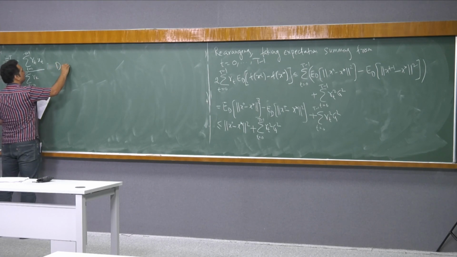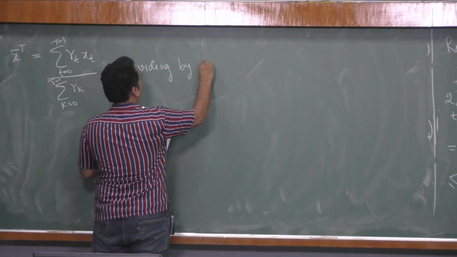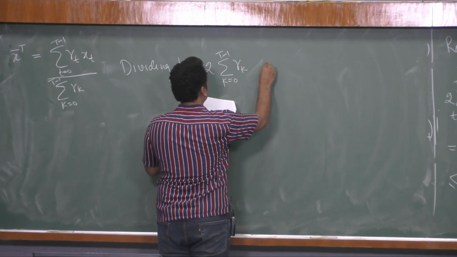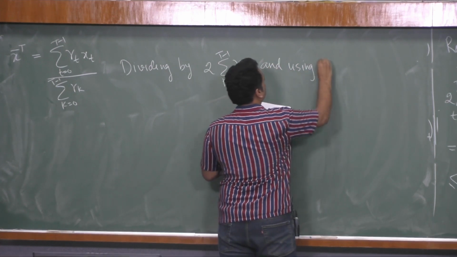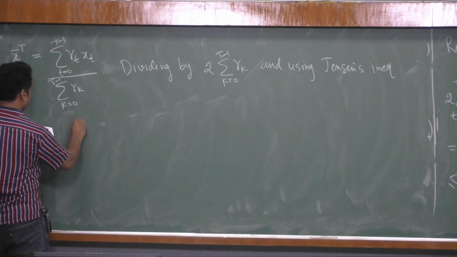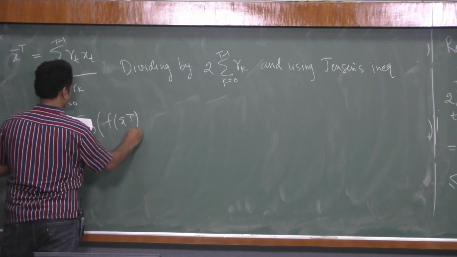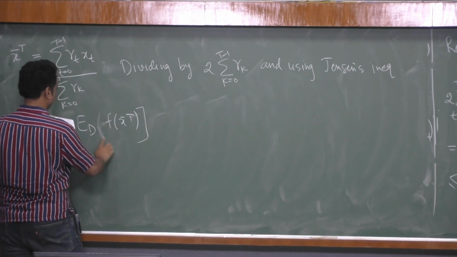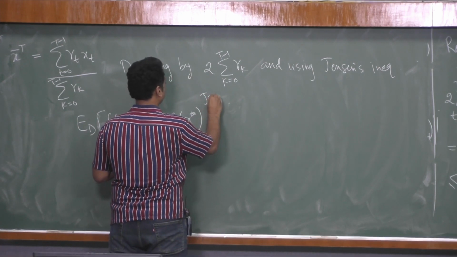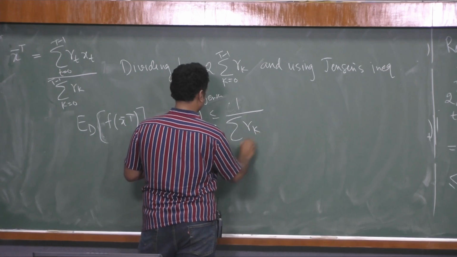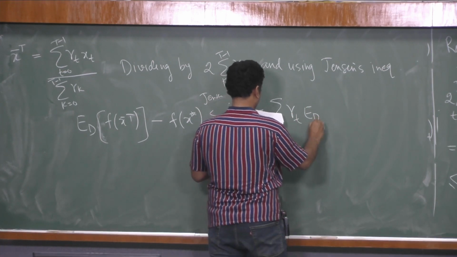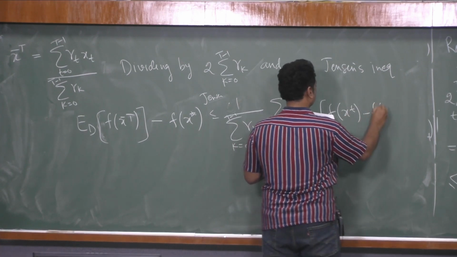Okay, so dividing by 2 sum of gamma k, k equals 0 to t minus 1, and using Jensen's inequality, we have expectation of f of x bar t minus f of x star is less than or equal to, via Jensen, 1 by sum of gamma k, k equals 0 to t minus 1, summation of gamma t expectation of f of x t minus f of x star.